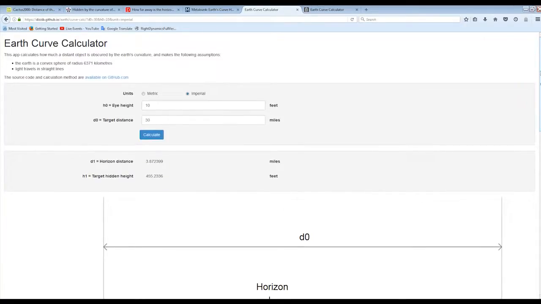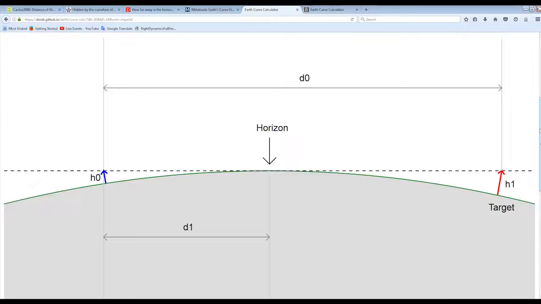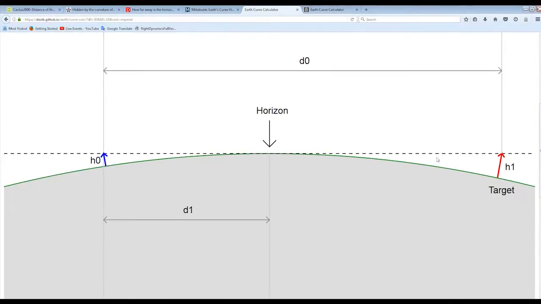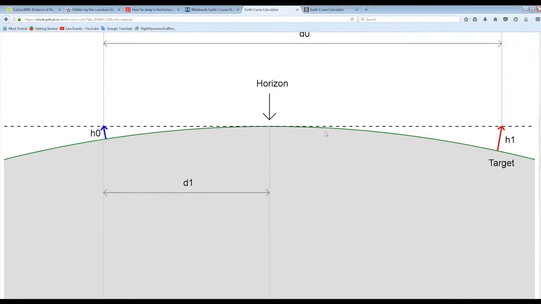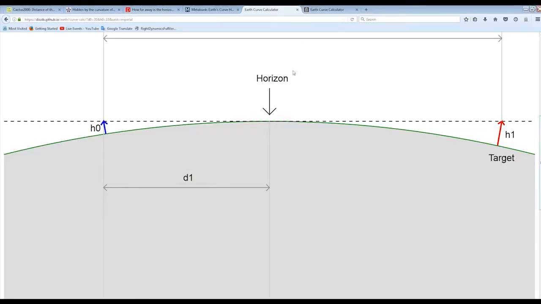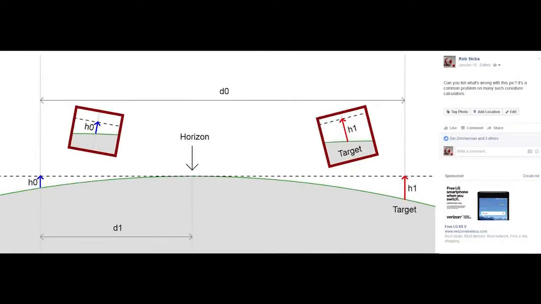But I'm going to tell you that's not the way it has always looked. They've got the H0 or the observer here and the target perpendicular with the ground. But this is a recent change to the website. This is the way they used to depict it. They used to have H0 and H1 straight up and down, instead of perpendicular with the green line representing the globe. Here's a meme I created back on January 16th, and I posted it on Facebook.